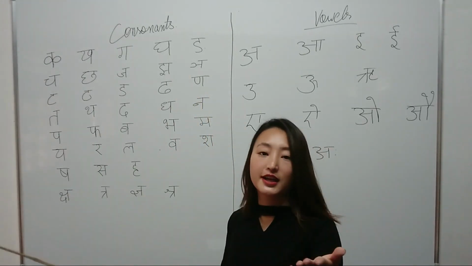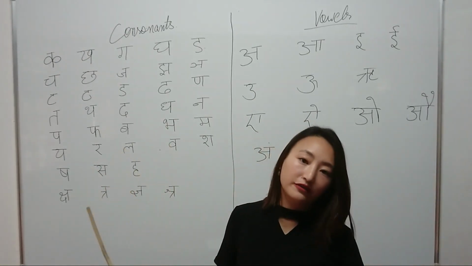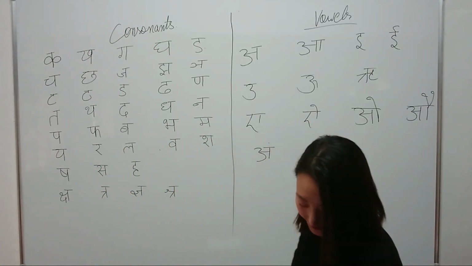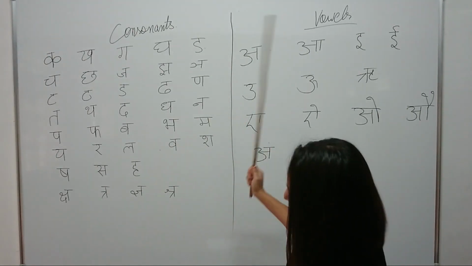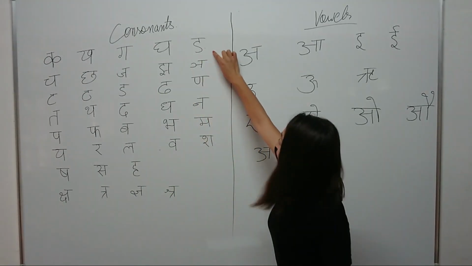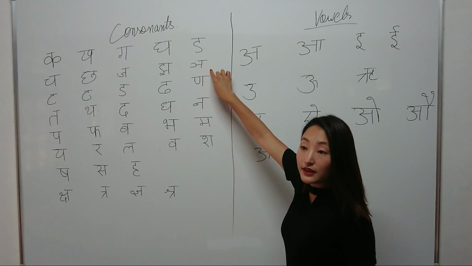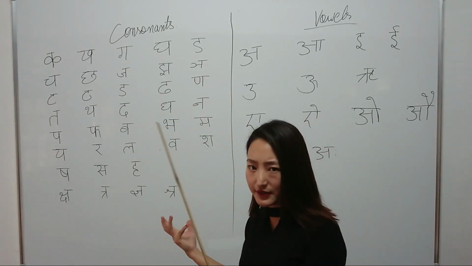Next is jha. Jha se jhanda, okay? Jhanda means flag, okay? Every country has its own flag. Flag. Now this, nya. Just like the previous one, this letter is also taken from Sanskrit, and we don't have an accurate word for this, okay?